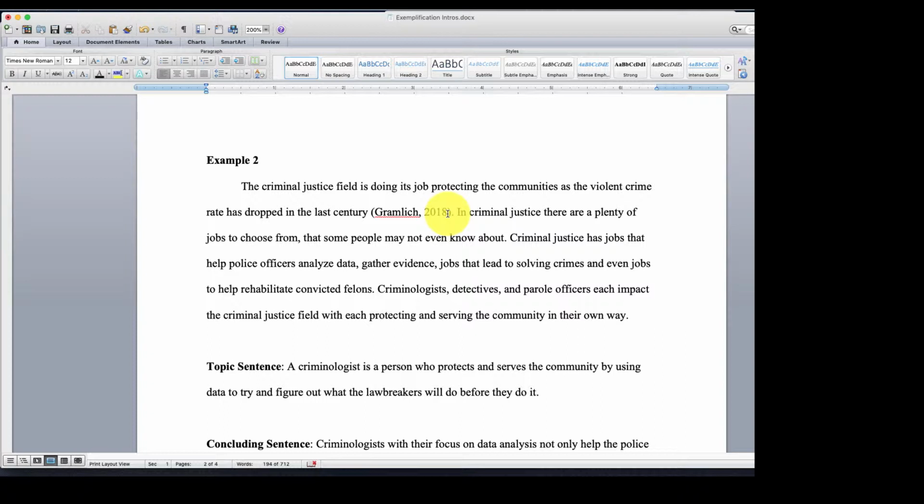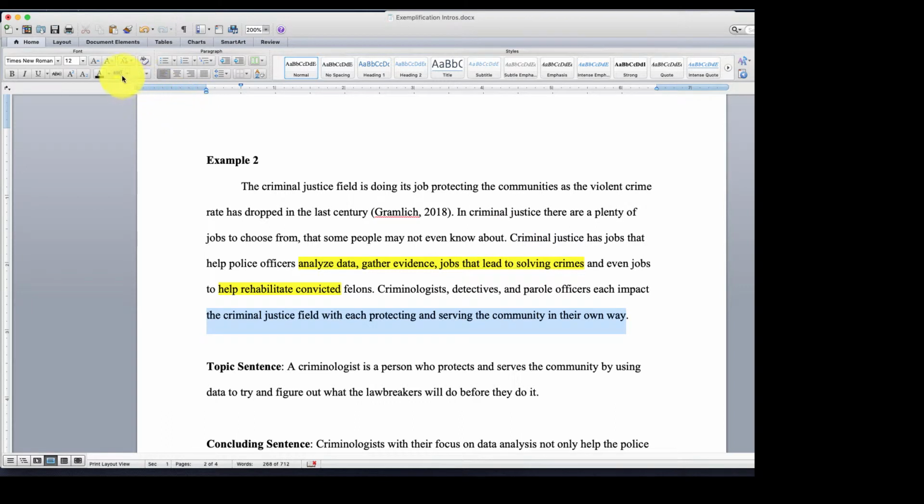In criminal justice, there are plenty of jobs. There was a mistake there. There are plenty of jobs to choose from that some people may not even know about. Criminal justice has jobs that help police officers analyze data, gather evidence, and jobs that lead to solving crimes, even jobs that rehabilitate convicted felons. Criminologists, detectives, and parole officers each impact the criminal justice field, with each protecting and serving the community in their own way.